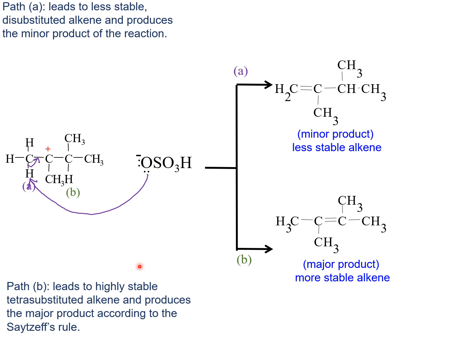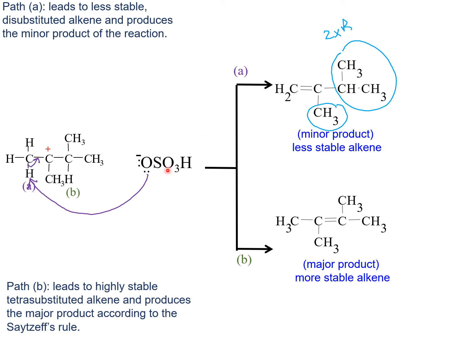Hence the minor product is formed, which is the less stable alkene. How do you know that this is the less stable alkene? It is because this carbon-carbon double bond only has two alkyl groups around it. Okay, so it only has two alkyl groups. This is the first alkyl group. This is the second alkyl group. Okay, so it is the less stable.